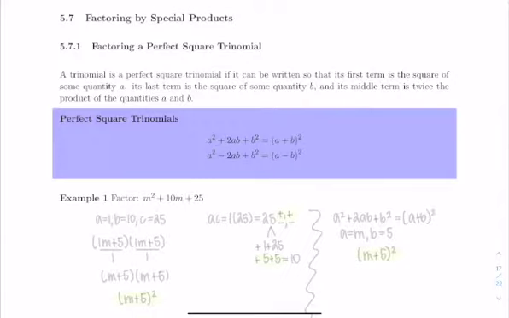A trinomial is a perfect square trinomial if it can be written so that its first term is the square of some quantity a, its last term is the square of some quantity b, and its middle term is twice the product of the quantities a and b. So perfect square trinomials look like a squared plus 2ab plus b squared, and it can be factored as a plus b squared, or a squared minus 2ab plus b squared turns into a minus b squared.